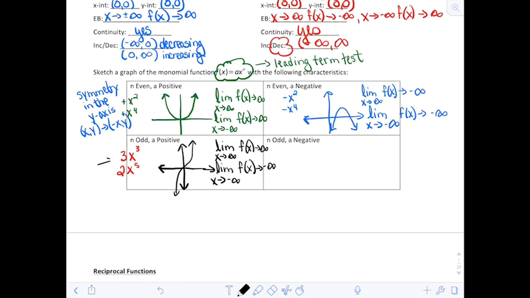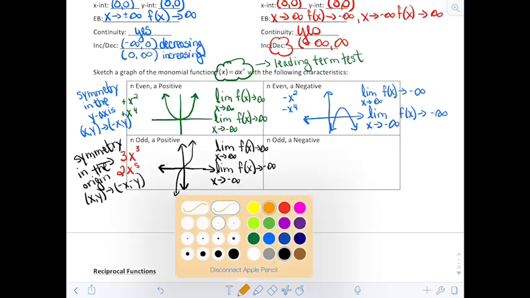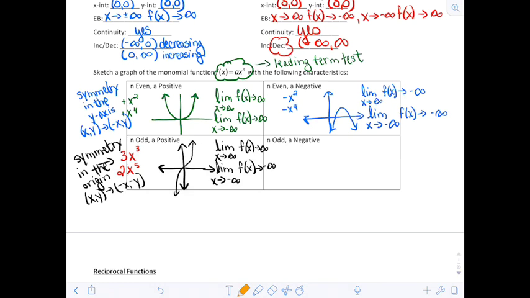These types of functions often have symmetry, as you are already familiar, in the origin. And if they have symmetry in the origin, they are odd. And one way, remember, that we can tell is if I have an x, y in the function, I'm also going to have a negative x, negative y. Okay. And then we're going to look at if n is odd and a is negative.